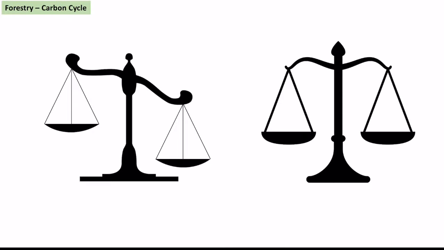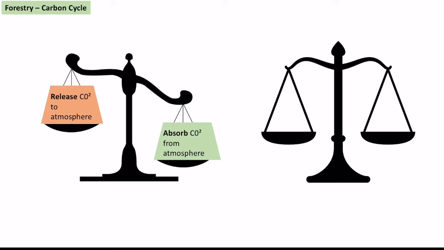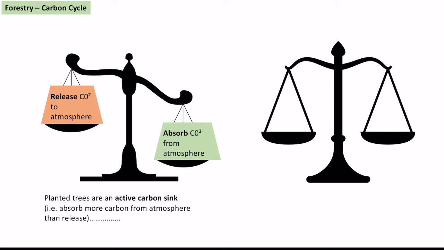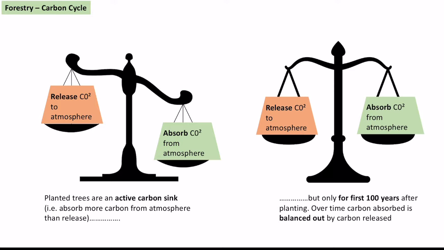The only issue we need to think about is that it's not always permanent. When we have more carbon being absorbed from the atmosphere than is being released, especially when a tree is young, we can say that planted trees are an active carbon sink because they are taking more carbon out than they're giving off through respiration and decomposition. That is when trees are very, very young. But obviously, as trees mature, they slow in their growth. And so it's only in the first 100 years, really, that trees that have been planted actually are carbon sinks.